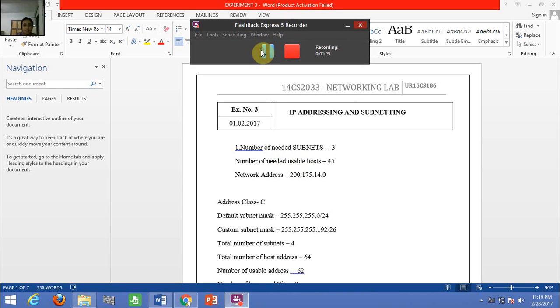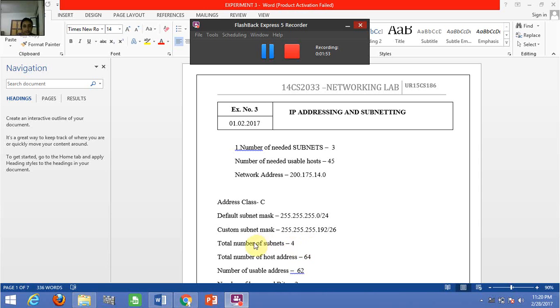Because in this question the needed subnets is 3, since we need 4 subnets, we need to borrow 2 bits from the host portion. We know that the default subnet mask is /24, so there are 24 bits in the network portion and 8 bits in the host portion. Since the total number of subnets required is 4, we borrow 2 bits from the host portion. So the remaining number of bits in the host portion would be 6.